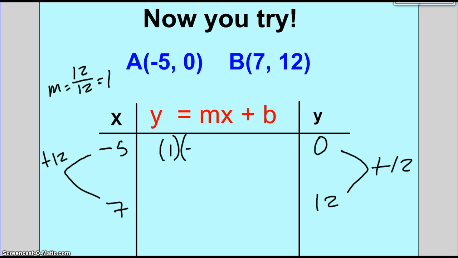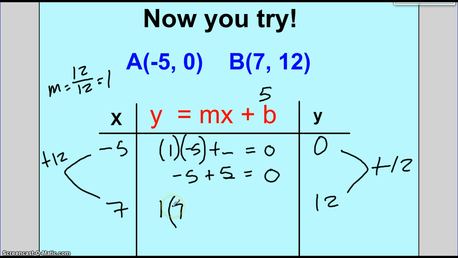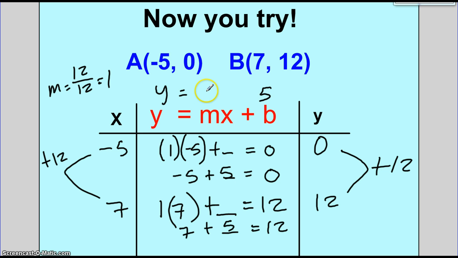1 times my x, which is negative 5, plus something gives me 0. Negative 5 times 1 is negative 5, plus that something gives me 0. And this looks like it could be a 5. So my b term must be a 5 so far. I do it again. My slope is 1. My x is 7 plus that something gives me 12. This is 7 plus blank gives me 12. And it looks like it still is going to be a 5. So my equation is y equals the slope, which is 1, times x plus 5.